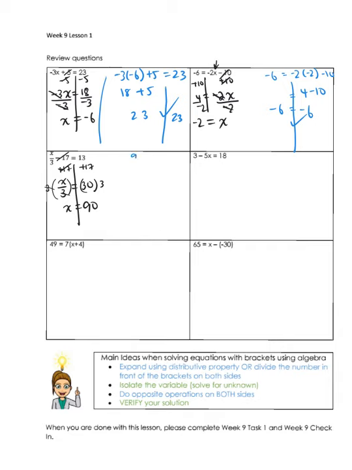Let's verify this. 90 over 3 minus 17 must equal 13. 90 over 3, 30 minus 17, 13 is equal to 13. This is good. All right, this one now.